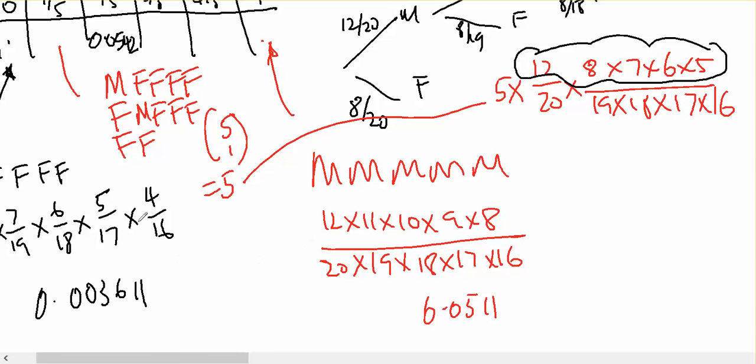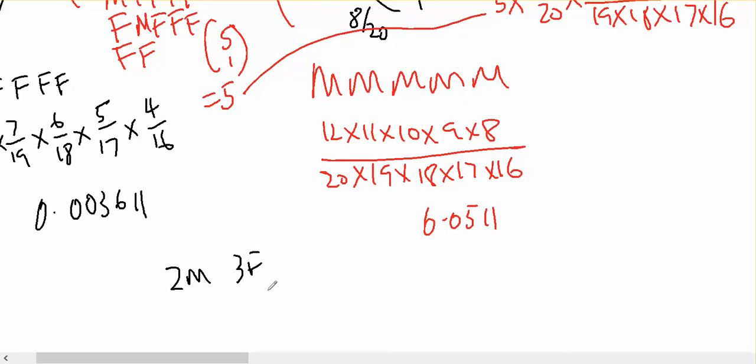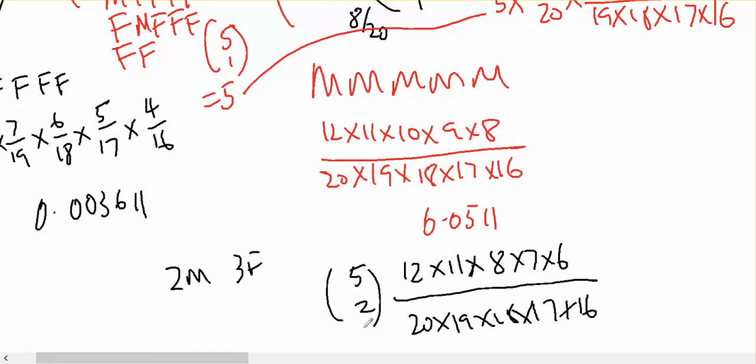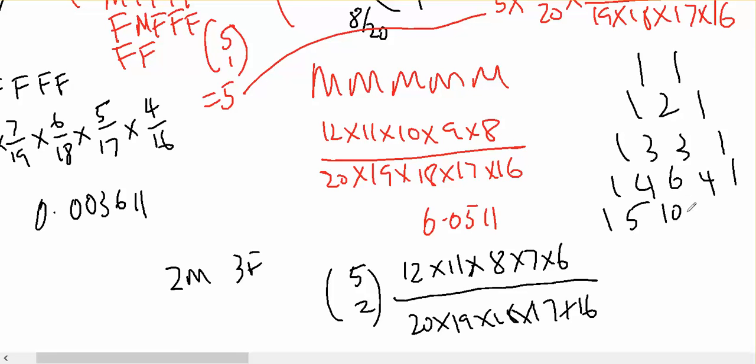Okay, now when I'm looking for 2 males and 3 females, how do I select 2 out of 5? And I'll have 20 by 19 by 18 by 17 by 16. And I'll have 2 males, so there's going to be a 12 and an 11. And then there will be an 8 by 7 by 6. And I might use Pascal's triangle to come up with these. So 1, 1, 1, 2, 1, 1, 3, 3, 1, 1, 1, 4, 6, 4, 1, 1, 5, 10, 10, 5, 1. So that's going to be 10 times.